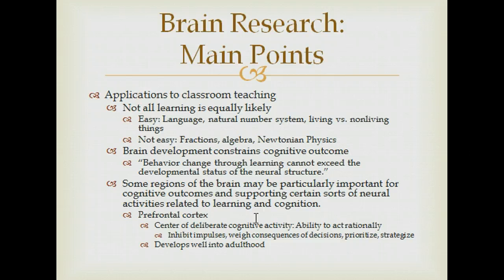So we can't look at our young students that we're teaching and expect them to be able to inhibit their impulses and prioritize and strategize and be able to weigh the consequences of their behavior, because that prefrontal cortex is still developing. So those are things that they are still learning.